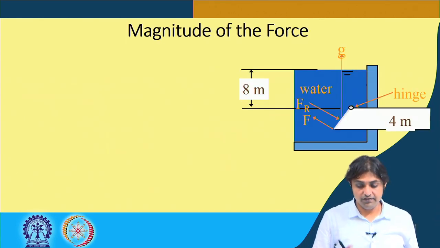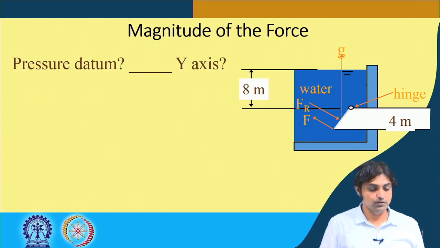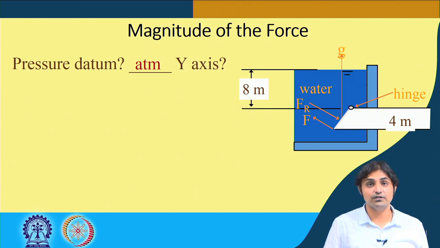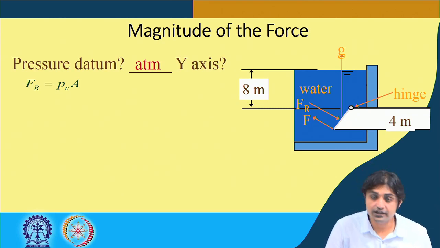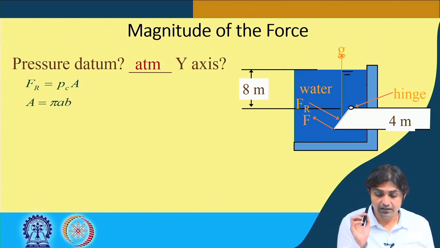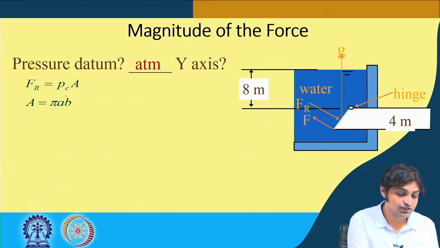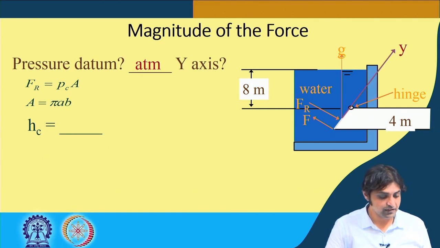I have kept this figure on the right side so that you are able to follow what we are going to do. What is the pressure datum? This is atmosphere. The resultant force is going to be the pressure at the centroid times area, that we have seen in the derivation done last lecture. What is the area? Area of the ellipse that we have seen is pi into AB. What is the HC?